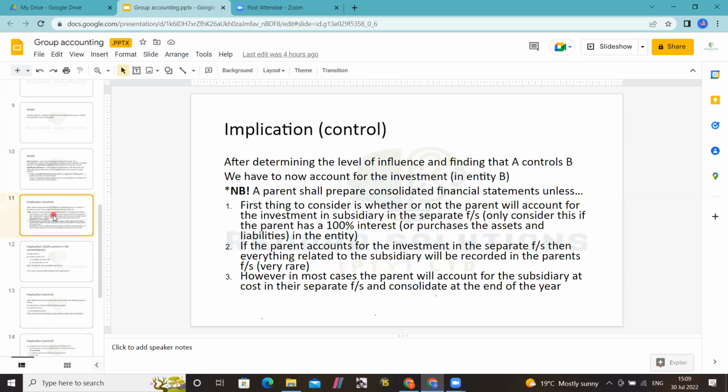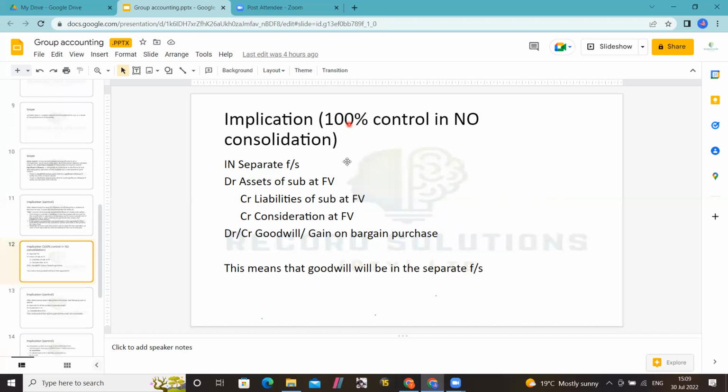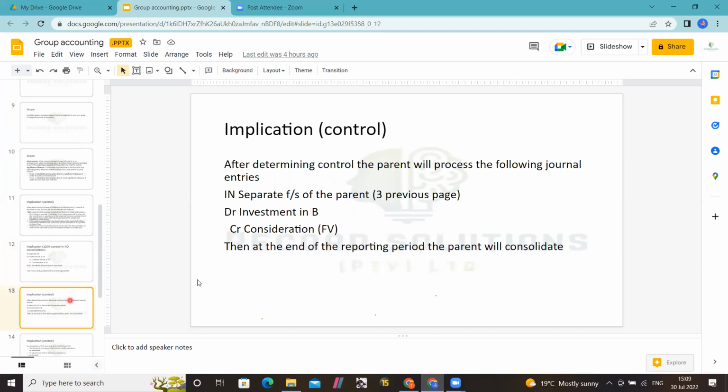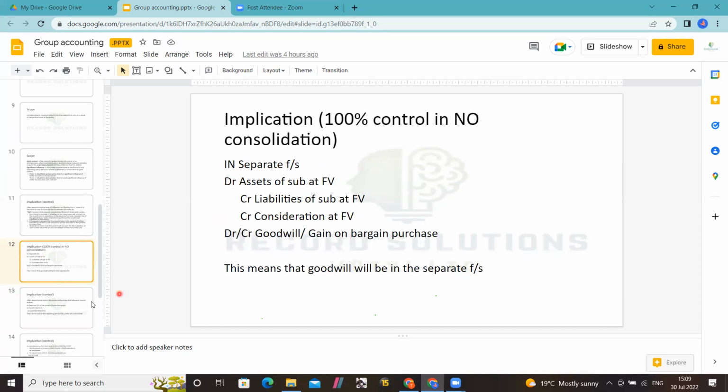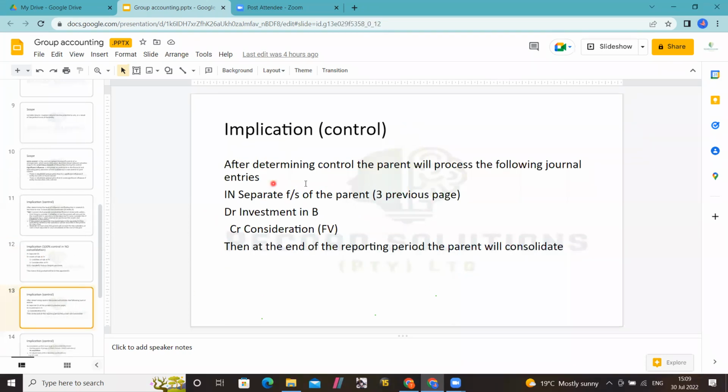And then if it's not a 100% acquisition, so if there is consolidation, what will happen at acquisition? What will happen is now this journal entry, not the previous journal entry. This is when there is consolidation, and this is the normal one. Normally, there is going to be consolidation, so we're going to process the following journal entry. Remember, during acquisition, you did pay something. There's this consideration that you have.